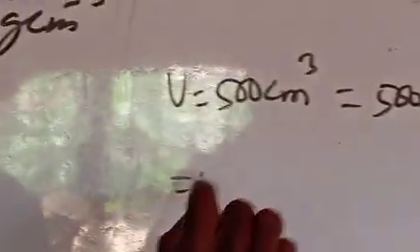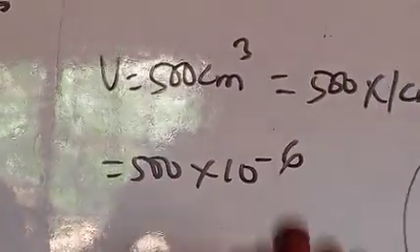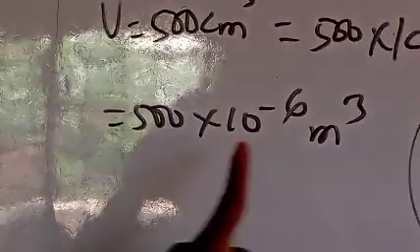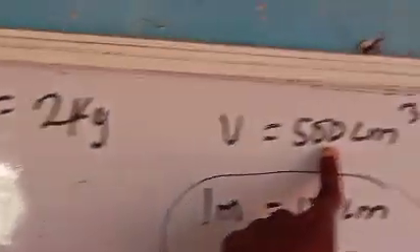So if I come here, it will now be 500 times 10 raised to the power minus 6 meter cube. What have I done? I've succeeded in converting this.